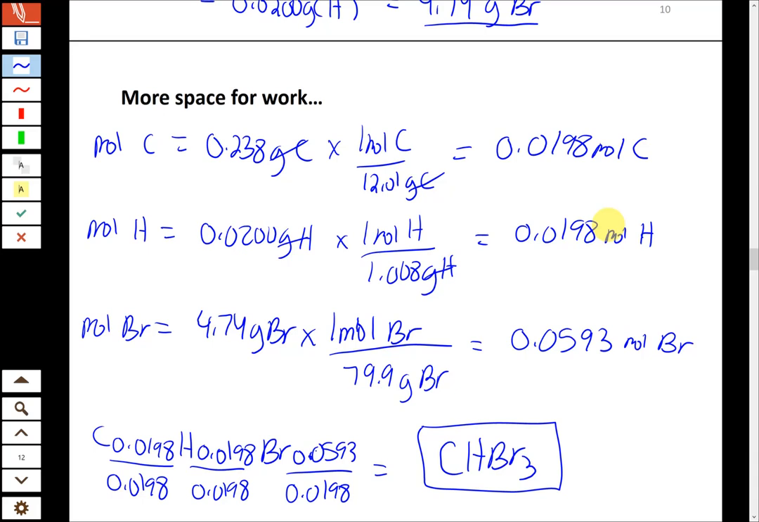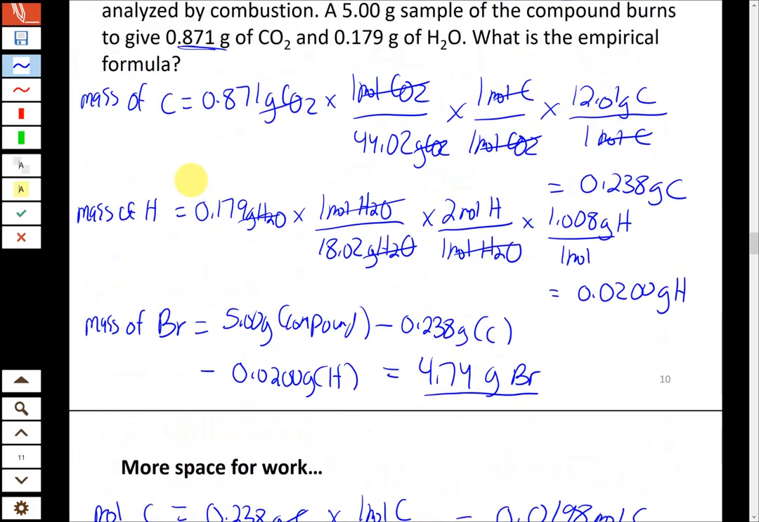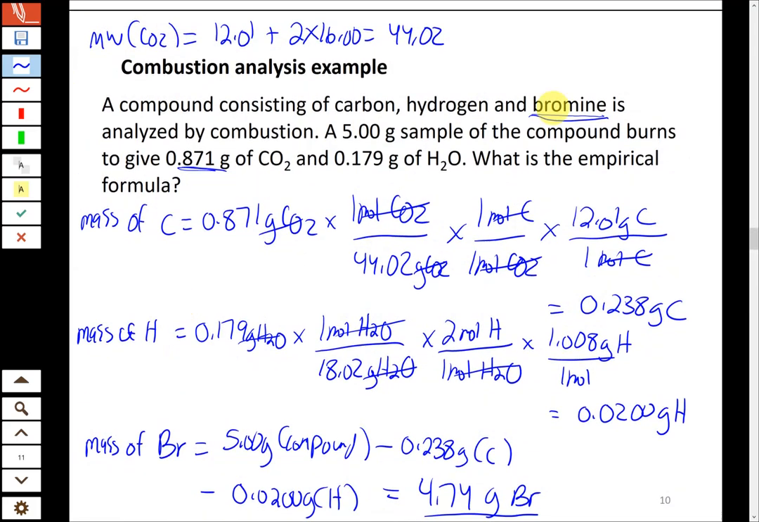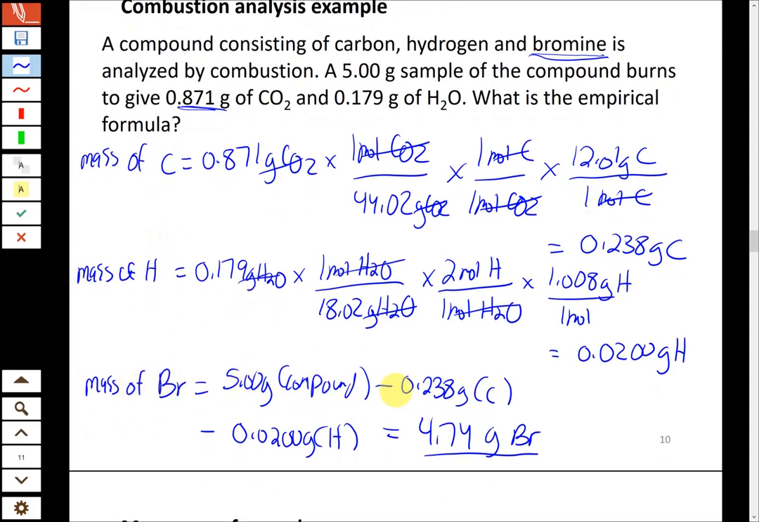All right, so any questions on combustion analysis? Okay, the one thing I want to point out that didn't come up in this problem, but it's important, is very often the other element, here it's bromine, but sometimes the other element in the compound will be oxygen. In that case, you still have to find it by difference.